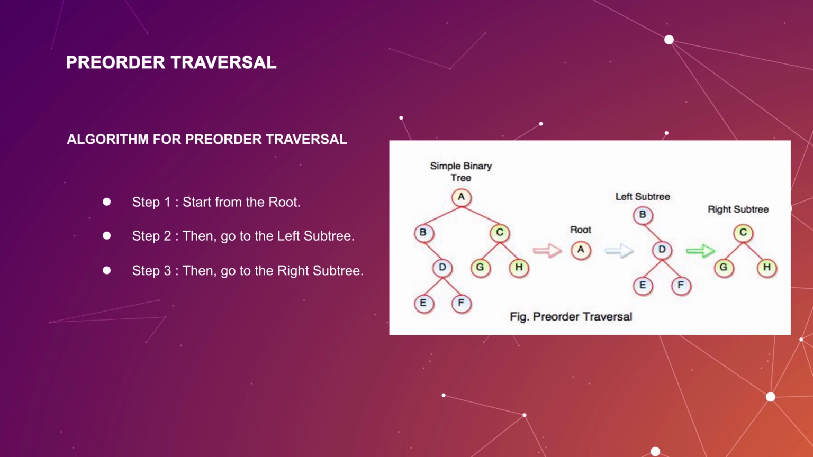The sequence is A, which is the root node, then B, the left subtree root node, then D, the right successor of B, that is why D is coming. Next is E, next is F. When we have covered all the left subtree, we move on to the right subtree. The first item is the root node C, then we move on to the left subtree, G, and G has no child, then we go for the right child of C, that is H. The sequence is A, B, D, E, F, C, G, H.